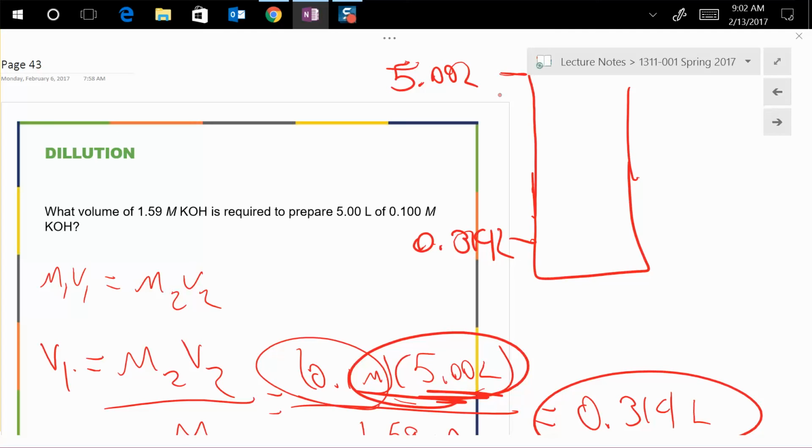4.6. Okay, so I just need to take the difference between those two, right? The difference tells me the amount of water that needed to be added to dilute it to that final volume. So I can't add 5 liters to 0.314, right? Otherwise that would be 5.314 liters. That would be a different molarity than the one I calculated. I have to dilute to that final volume of 5 liters, okay? So this difference would be the amount of water I would have to add.